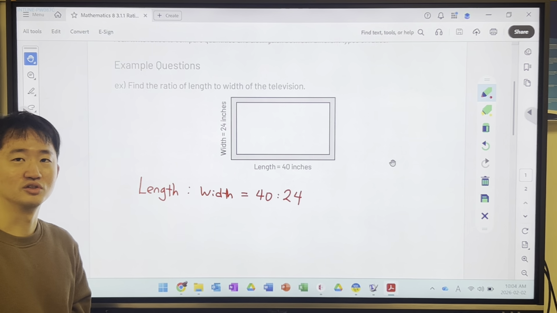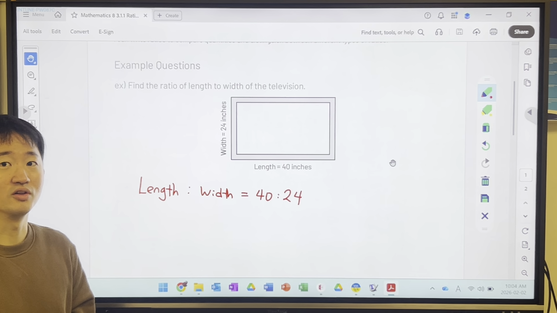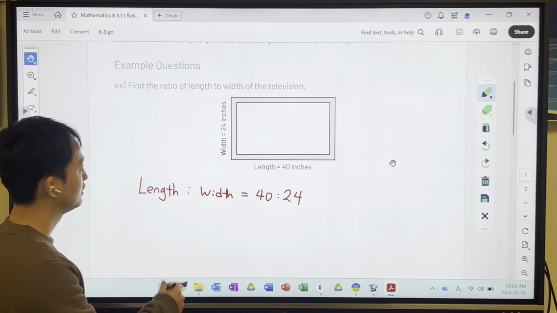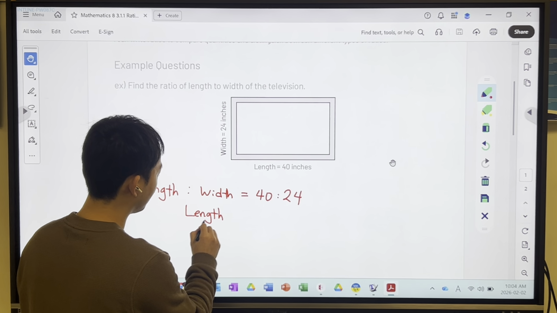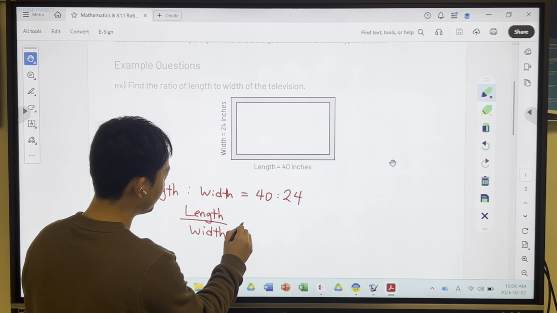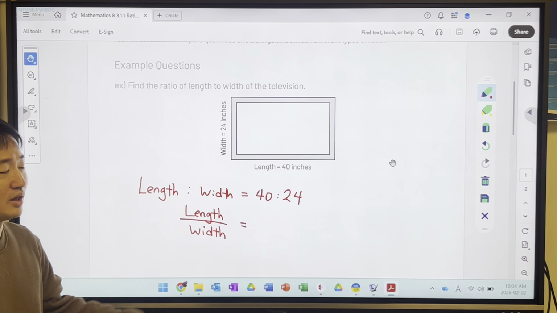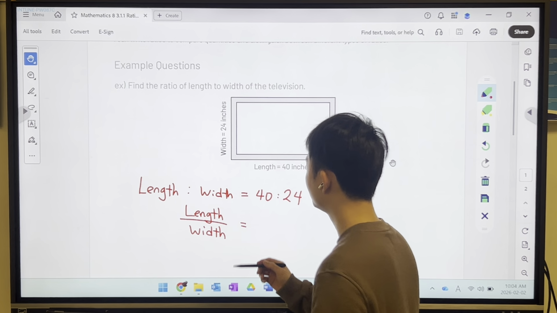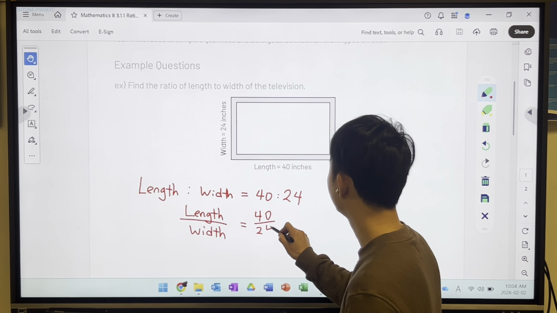One more thing that we can do about this ratio is that we can switch it into a different format called a fraction form. What I can do is I can write this as length over width. Notice that the order is the same, length to width, length over width. Same thing for 40 to 24. We can write it as 40 over 24.